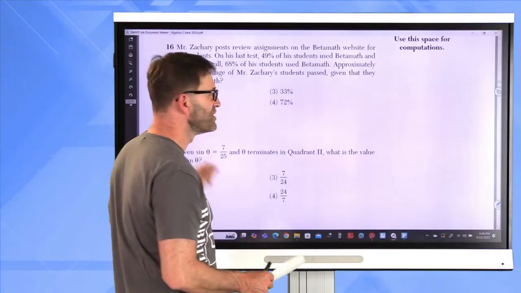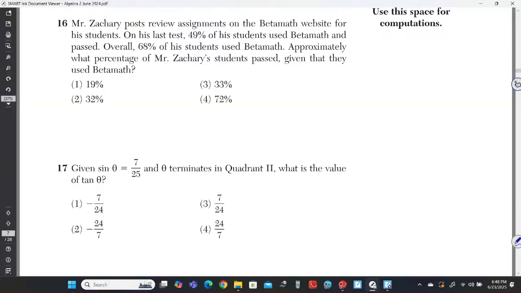All right, number 16. Mr. Zachary posts review assignments on the Beta Math website for his students. On his last test, 49% of his students used Beta Math and passed. Overall, 68% of his students used Beta Math. Approximately what percentage of Mr. Zachary's students passed, given that they used Beta Math?